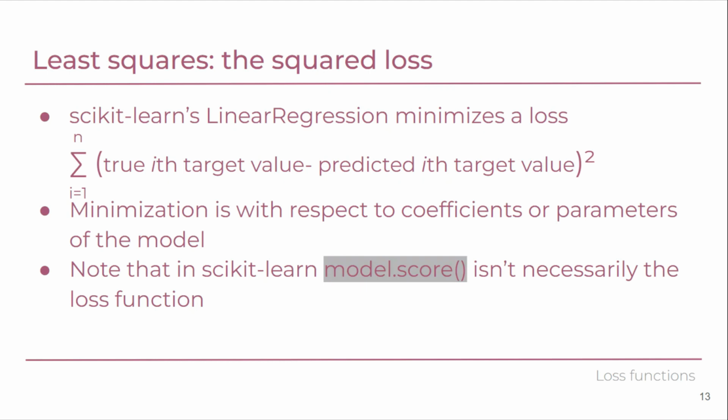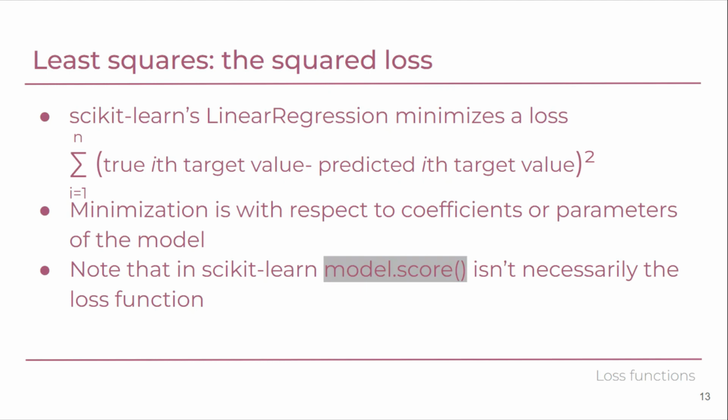Here, error is defined as the difference between the true target value and the predicted target value. You can think of minimizing the loss as jiggling around the coefficients, or parameters of the model until this error term, or loss function, is as small as possible. In other words, the loss function is a penalty score that tells us how well, or, to be precise, how poorly, the model is doing on the training data. We can think of the fit function as running code that minimizes the loss. Note that the score function provided by scikit-learn isn't necessarily the same thing as the loss function.